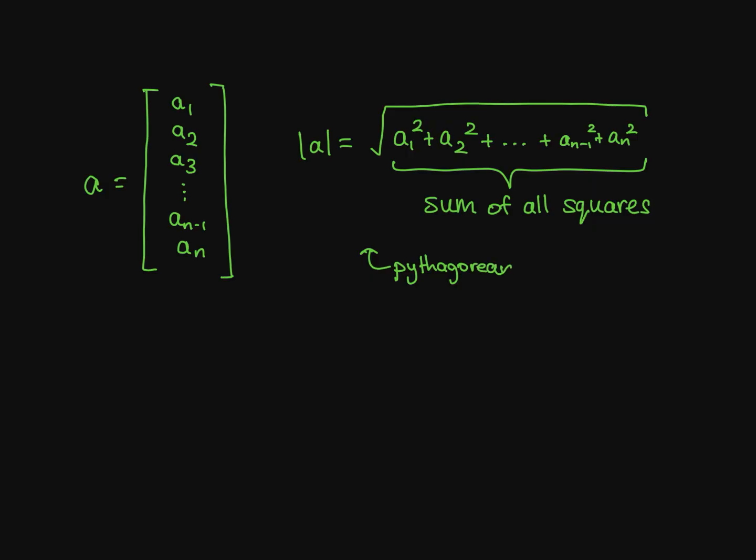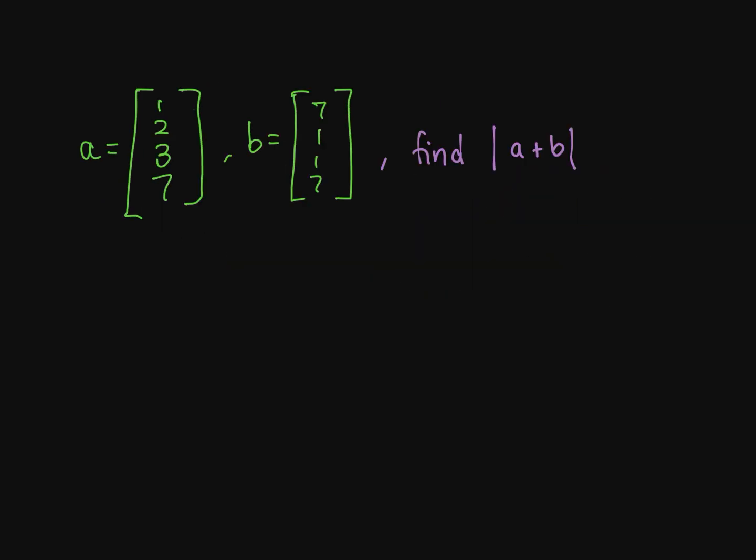All right, and to end off this lesson, let's just do a quick practice problem using all of the topics we've learned so far. So given these two vectors a and b here, we have to find the magnitude of a plus b. If you want to give this problem a try, then please pause the video and try it yourself. Okay, so let's go ahead and start the solution.